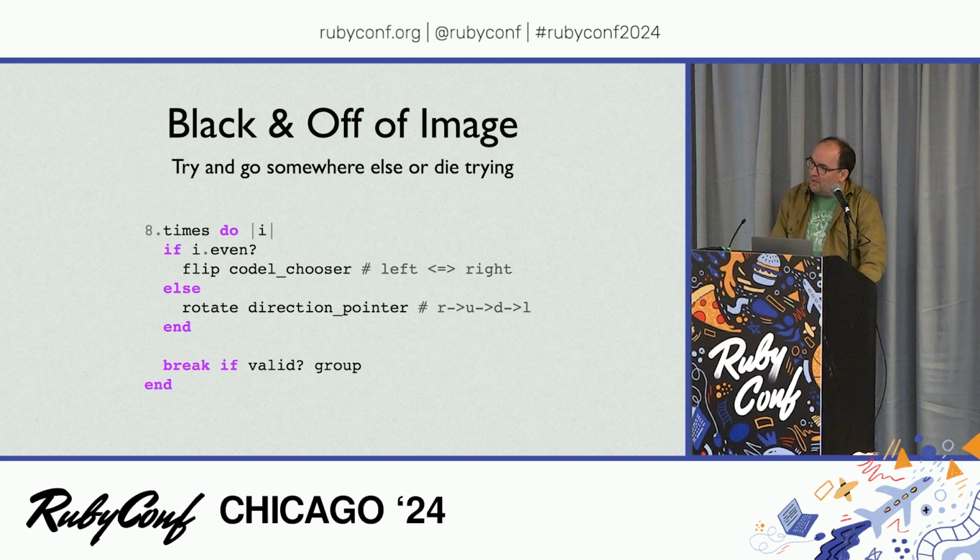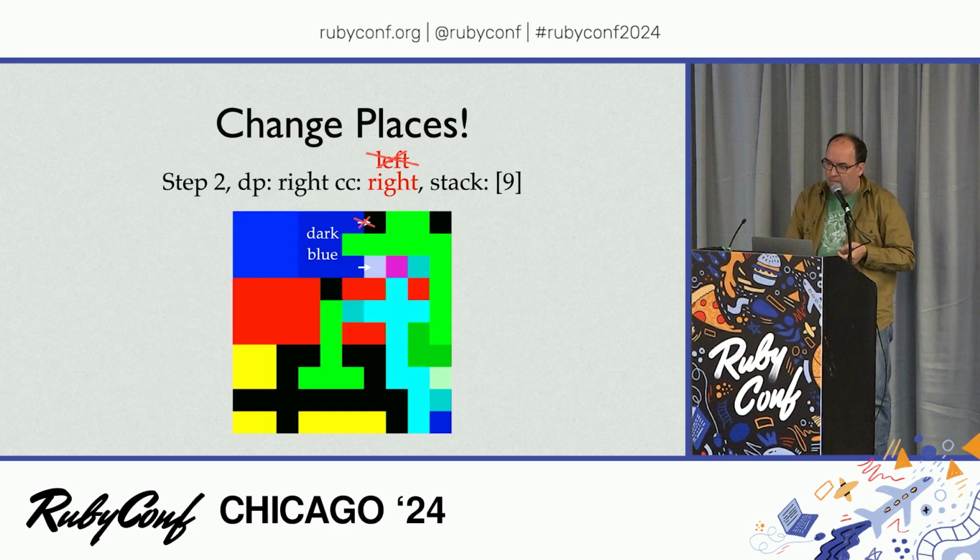So for up to 8 times, you flip between the codel chooser and you just rotate the direction pointer clockwise and try to find another place to go. If you can't find it in 8 moves, that's how a Piet program terminates. Okay, so codel chooser goes from left to right, and we move in and we're off to the races. We're still executing.